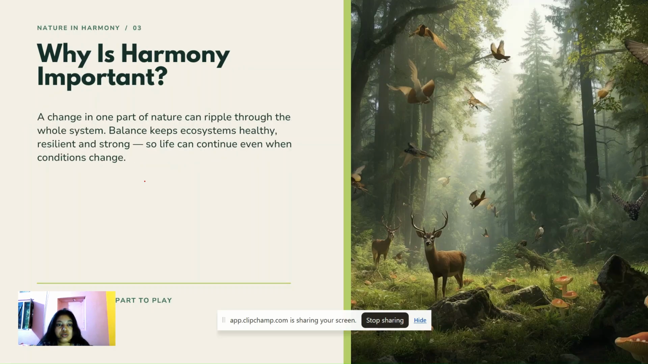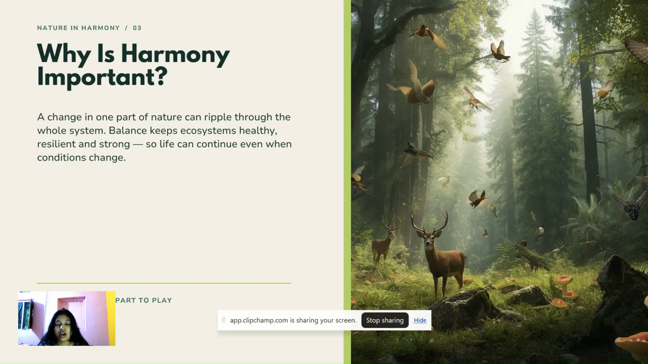The next question is, why is harmony important? A change in one part of nature can ripple through the whole system. Balance keeps the ecosystem healthy, resilient and strong. So life can continue even when conditions change. Here you can see the example of many various types of animals and birds, and many bacteria and many fungi. Here is the image of all types of animals and insects.